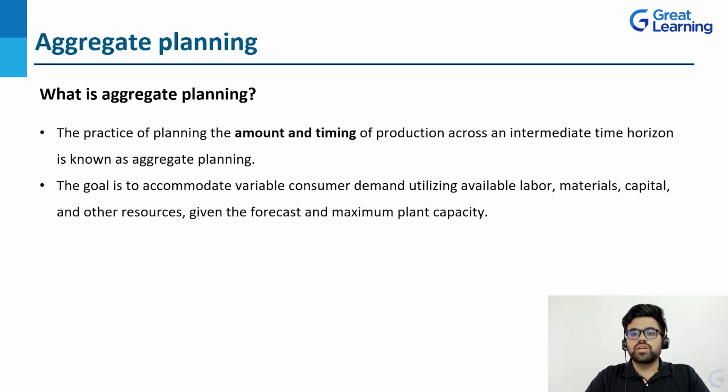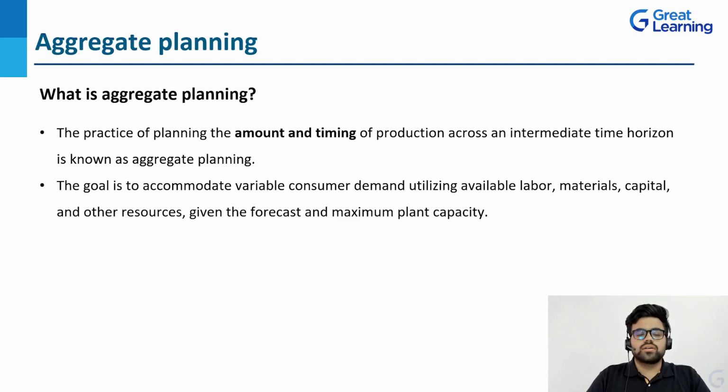Now, another most important term in this sentence is intermediate time horizon. What does this mean? It means that aggregate planning is not very short term. A period from 3 months up to 18 months is considered the aggregate planning time period. That's why it is called the intermediate time horizon. The second point is that the goal is to accommodate variable consumer demand while utilizing the labor that is available to us, the raw materials, the capital and the other resources that we have. Given the forecast, we'll get what we require, and we utilize the plant capacity to the fullest. That is what aggregate planning is.